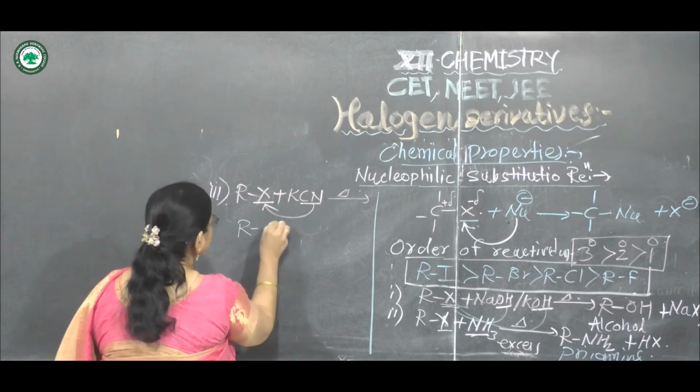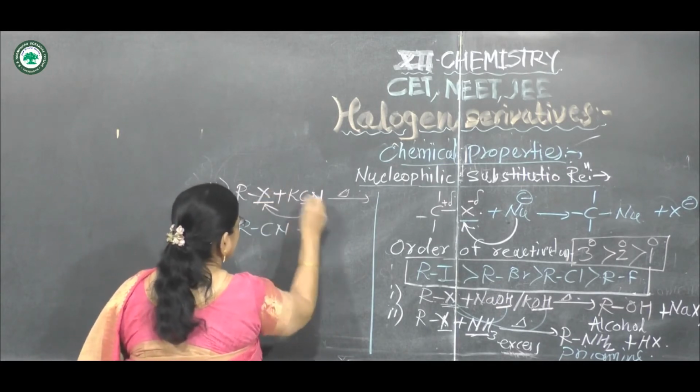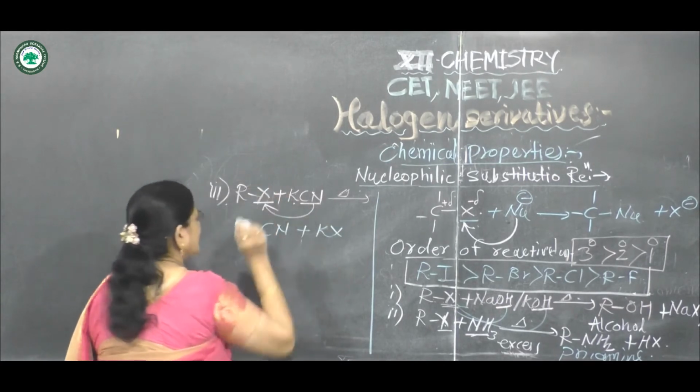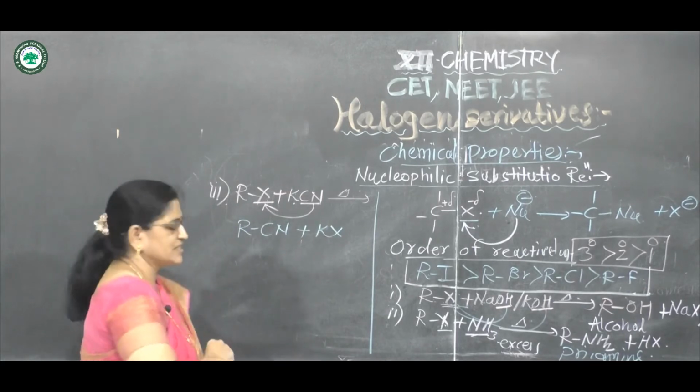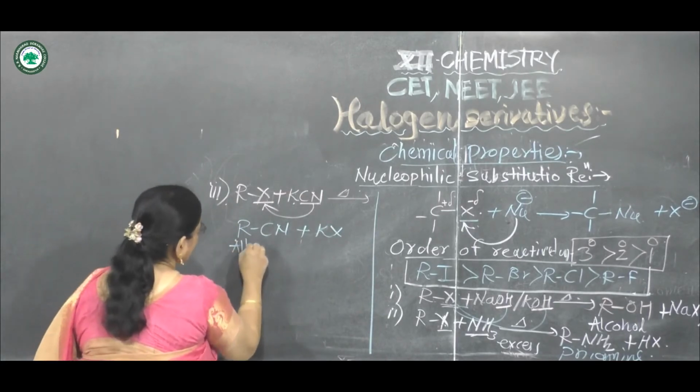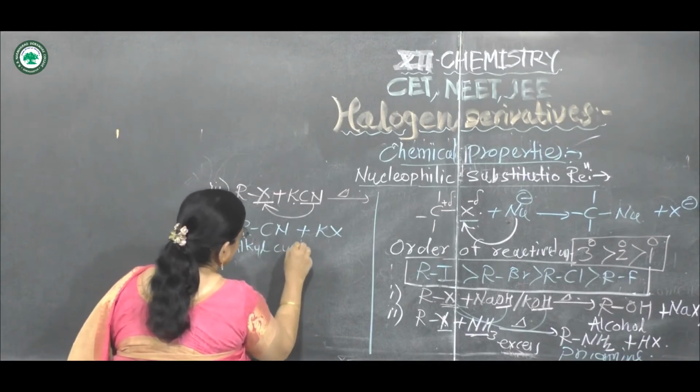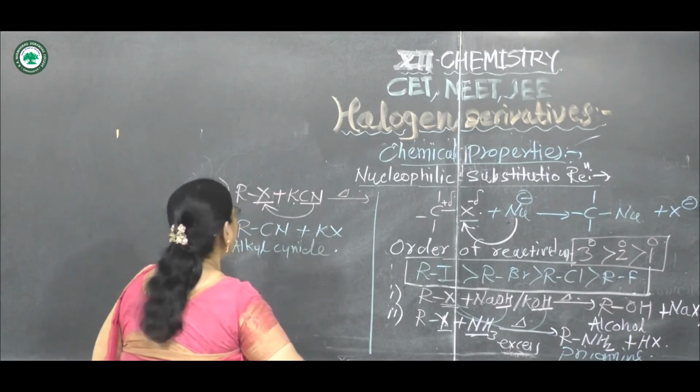That is RCN plus KX. This potassium and this halogen form KX. This is called alkyl cyanide. It gives the product alkyl cyanide.